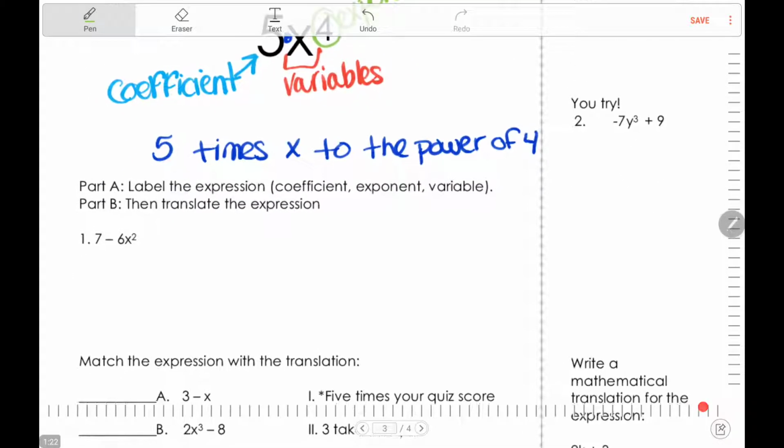Okay? So what we're going to do for this next example is label the coefficient, the exponent, the variable, and we're going to translate the expression. Just like we translated last week with just numbers, we're going to do the same thing with these variables and these expressions now. So let's label first. So my coefficient, if you notice, there's two numbers here, but my coefficient is only the number in front of that variable. So this is my coefficient.